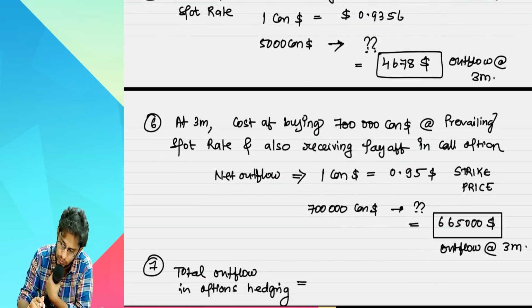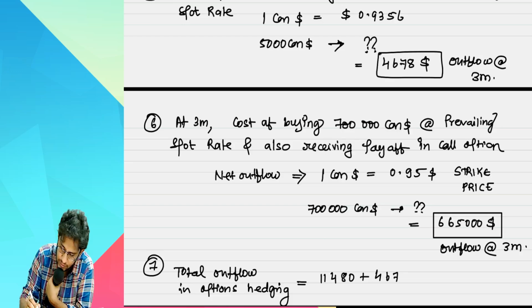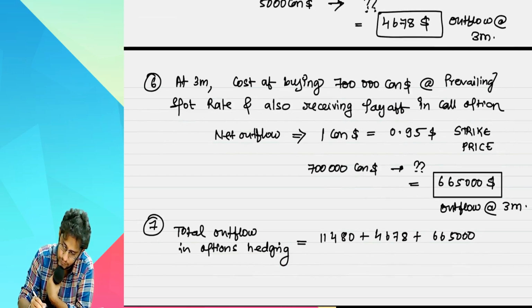Add all the three numbers. 11,480, 4678, 665,000.